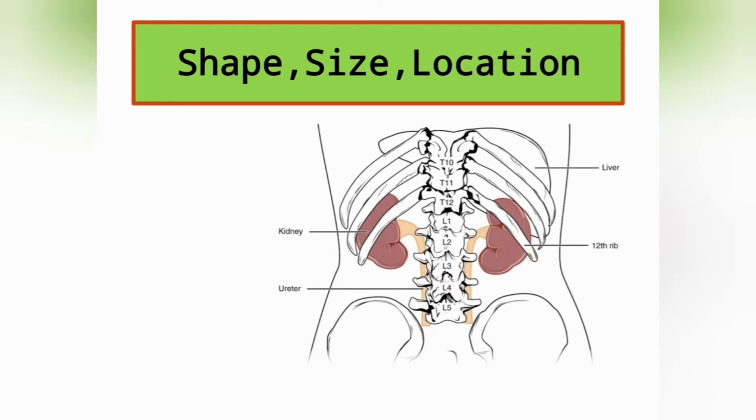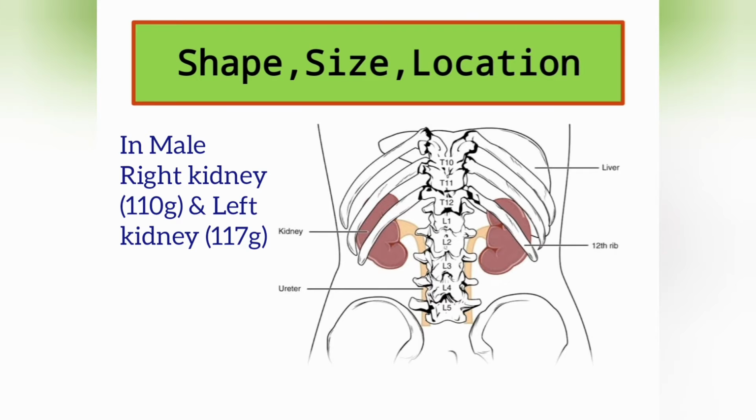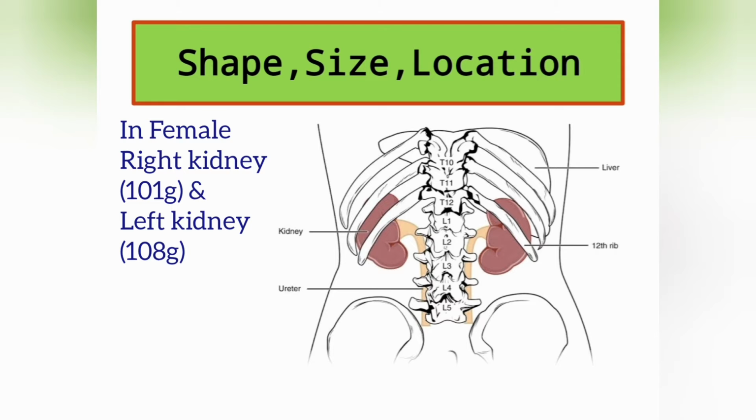In adult male, the approximate weight of right kidney is 110 gram and left kidney is 117 gram. In adult female, the approximate weight of right kidney is 101 gram and left kidney is 108 gram.